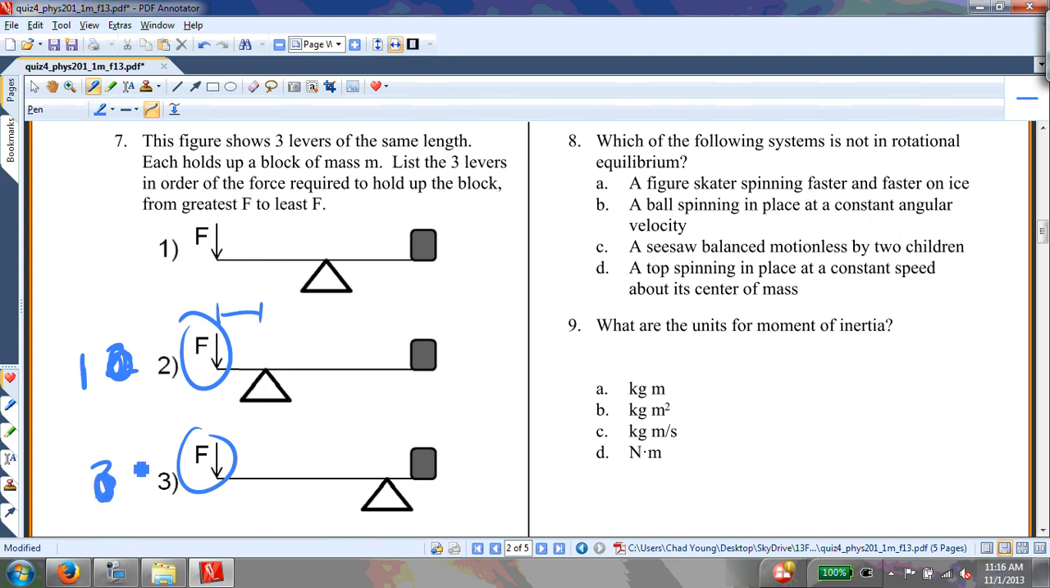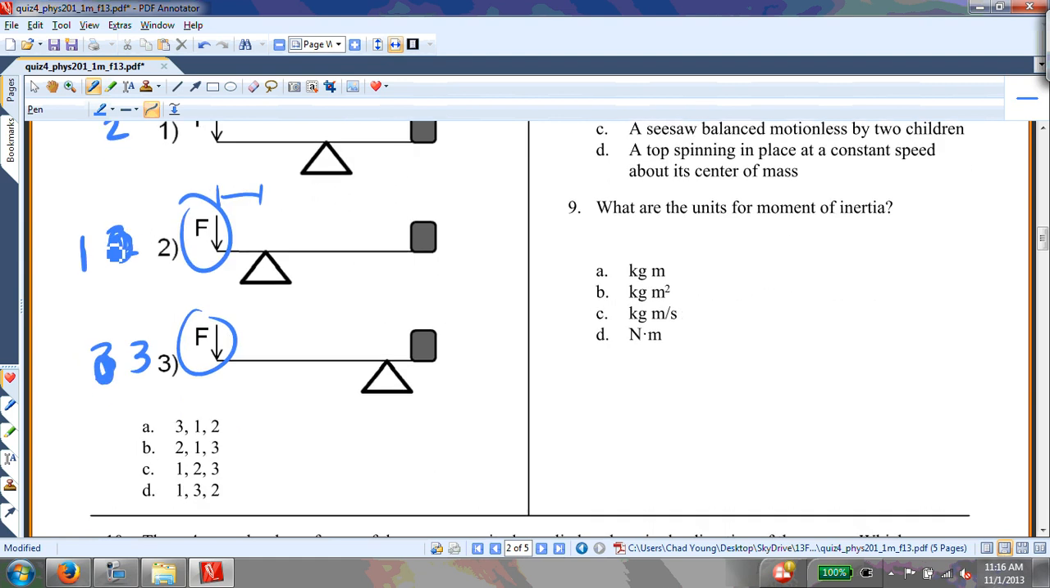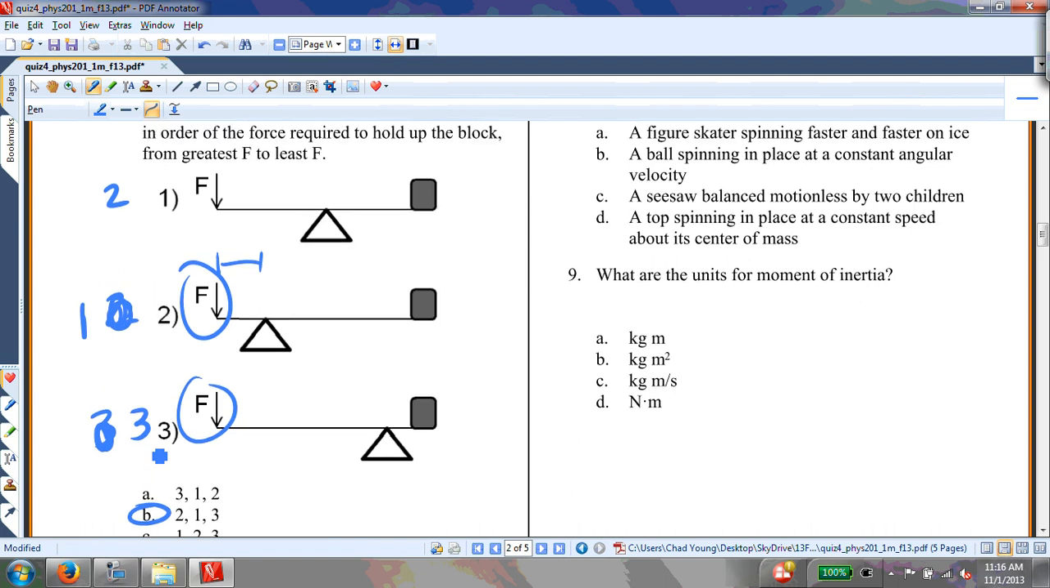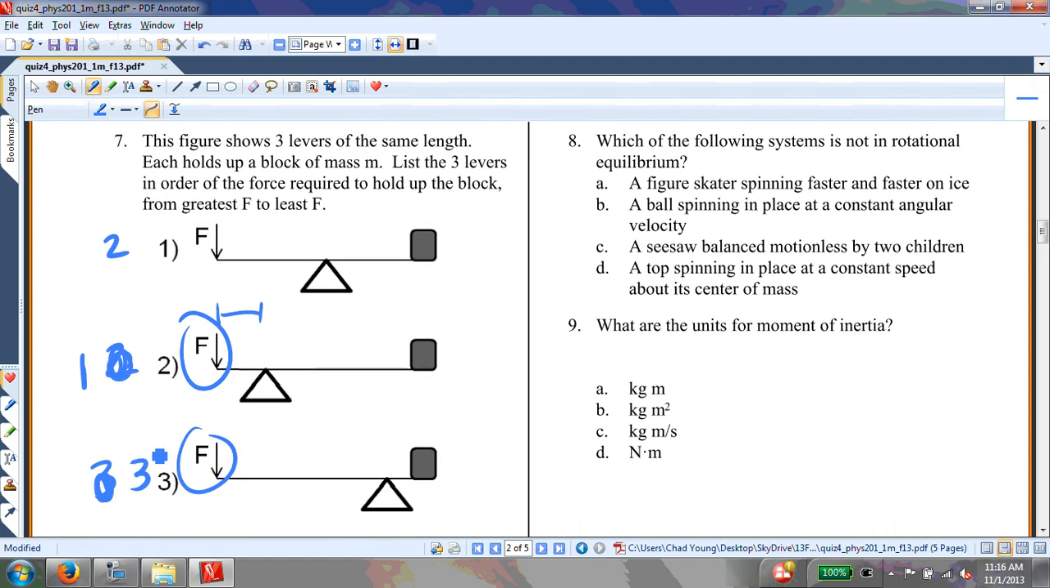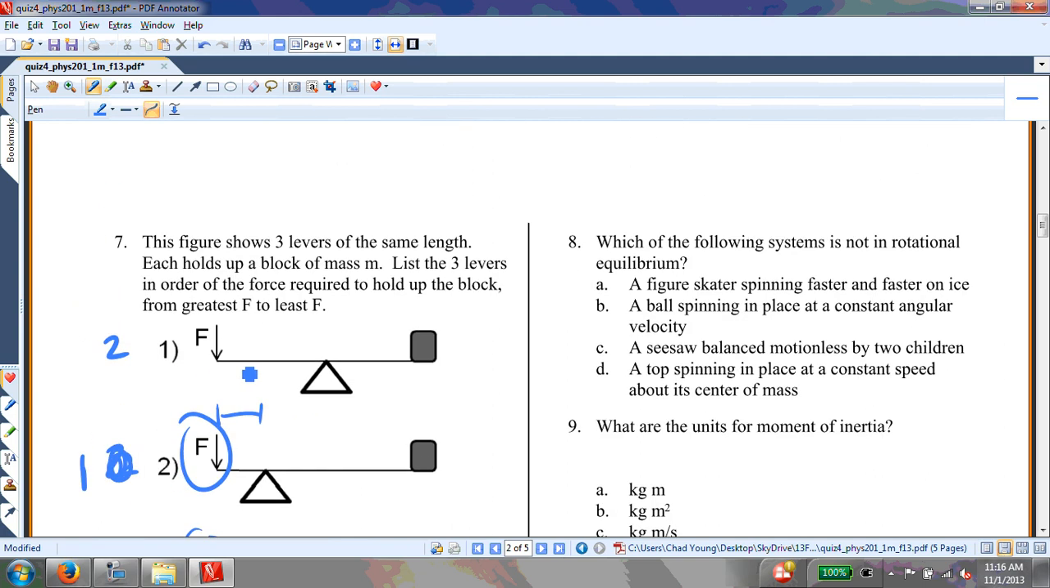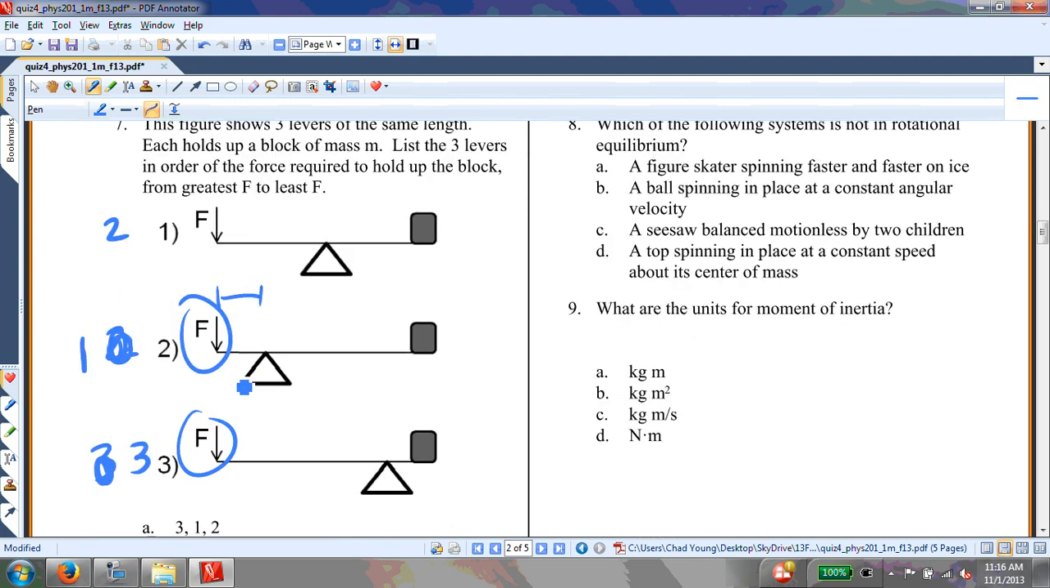Excuse me. Yeah, that's right, 3. And then the middle one is number 1. So it should be 2, 1, 3 is the answer. B. Number 2 first, number 1 second, and number 3 third. I might change that to A, B, C, so a little less clear. Or a little more clear, excuse me.